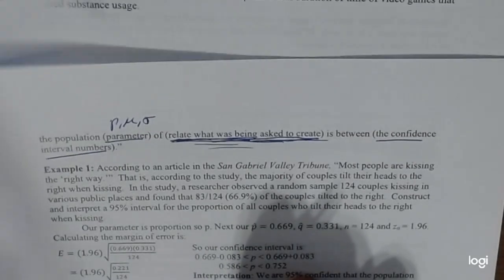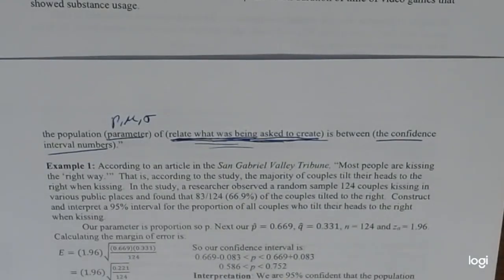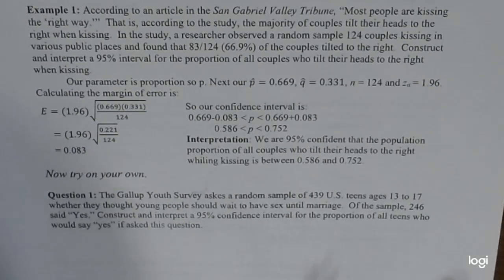Okay, so let's actually look at an example so you guys can see how this would actually work. So I have a little example already done for us, and we'll just go through it in this portion. Okay. Right. So example one says, according to an article in the San Gabriel Valley Tribune, most people are kissing the right way. That is, according to the study, the majority of couples tilt their heads to the right when kissing. Pretty interesting, huh?